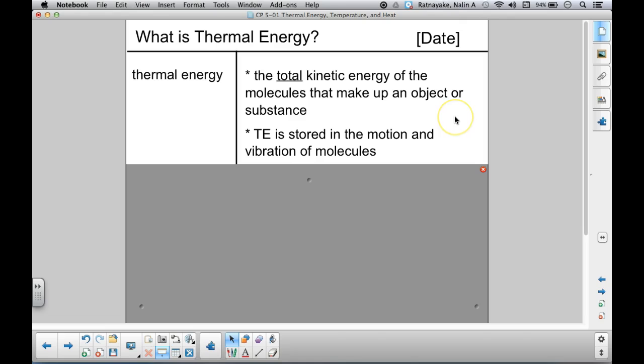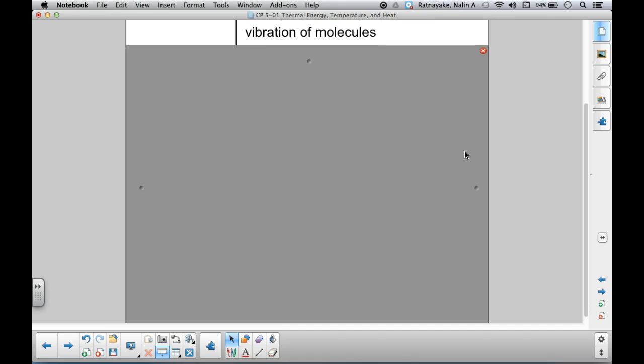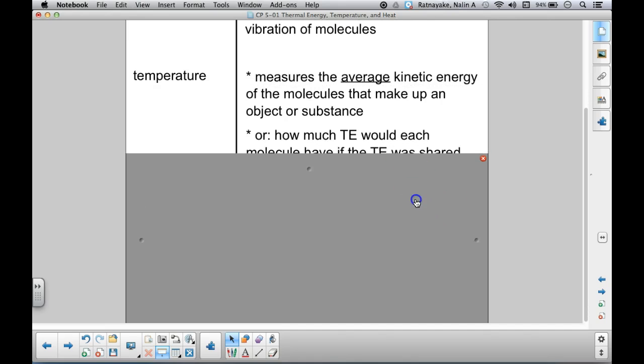It's the kinetic energy of the molecules that make up something. And the more thermal energy something has, the faster those molecules are going to be moving. So thermal energy is stored in the motion and vibration of molecules. It's motion when it's a gas or a liquid, and it's vibration when it's a solid, mostly. But you can think of it as just motion or movement or vibration.